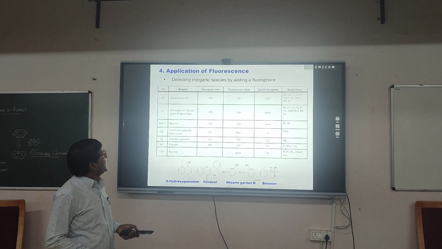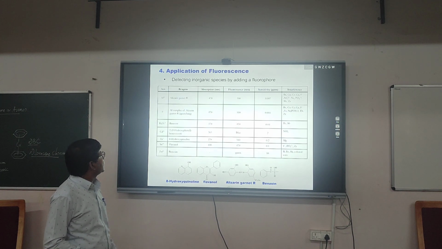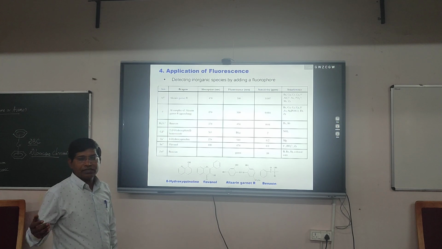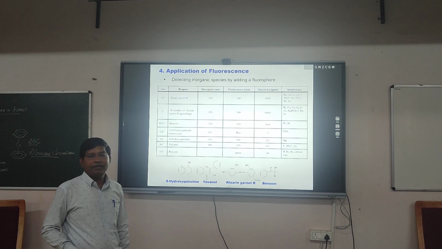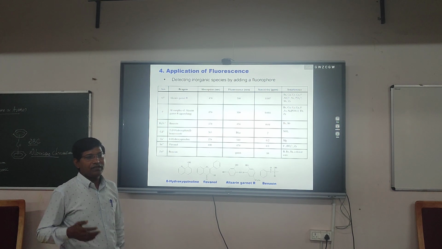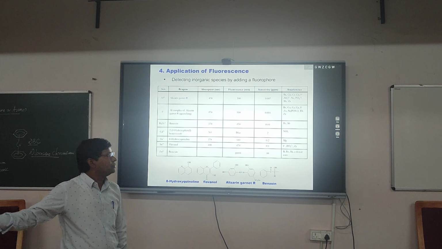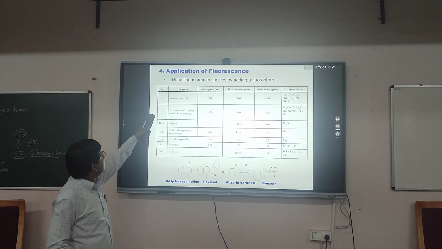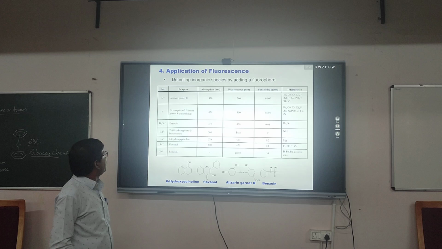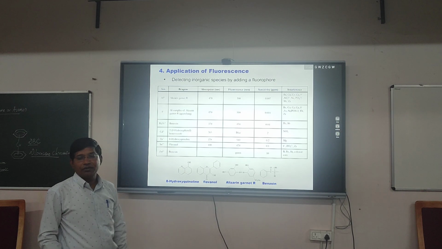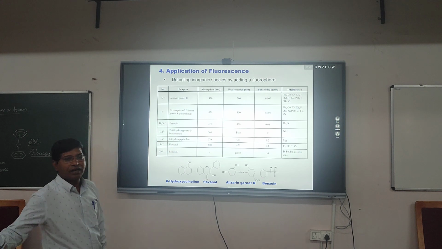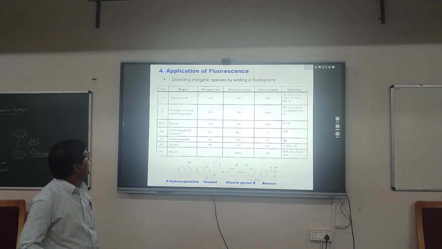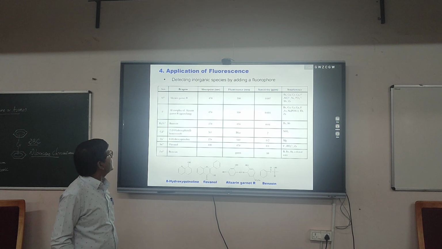Then there are more applications of fluorescence. For determination of elements from the periodic table, it can be done in different ways. We can either use an atomic absorption spectrophotometer, or we can use fluorescence spectrometry. So if we want to determine aluminium present in a soil sample, a chemical sample or a food sample, we have to use L-arginine garnet R.